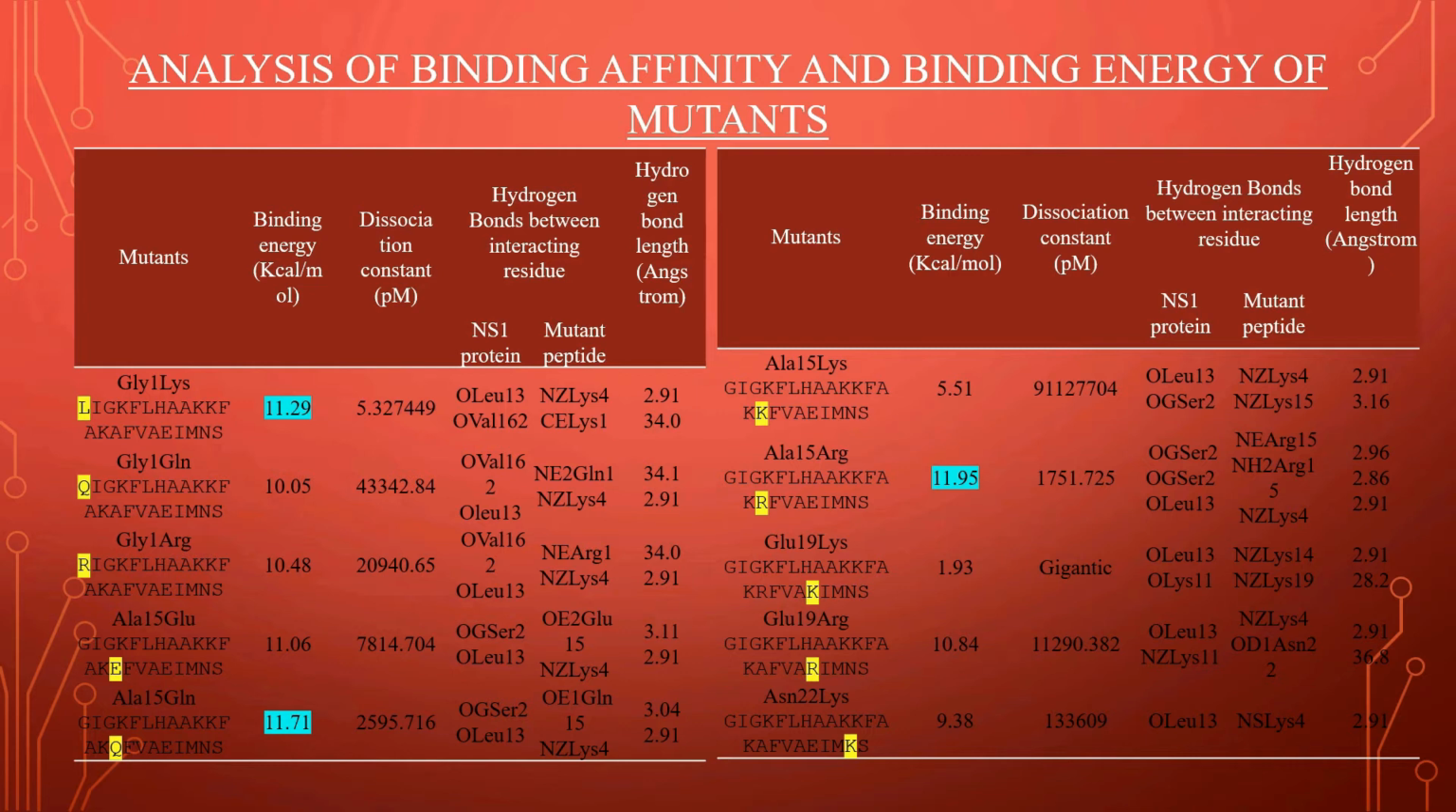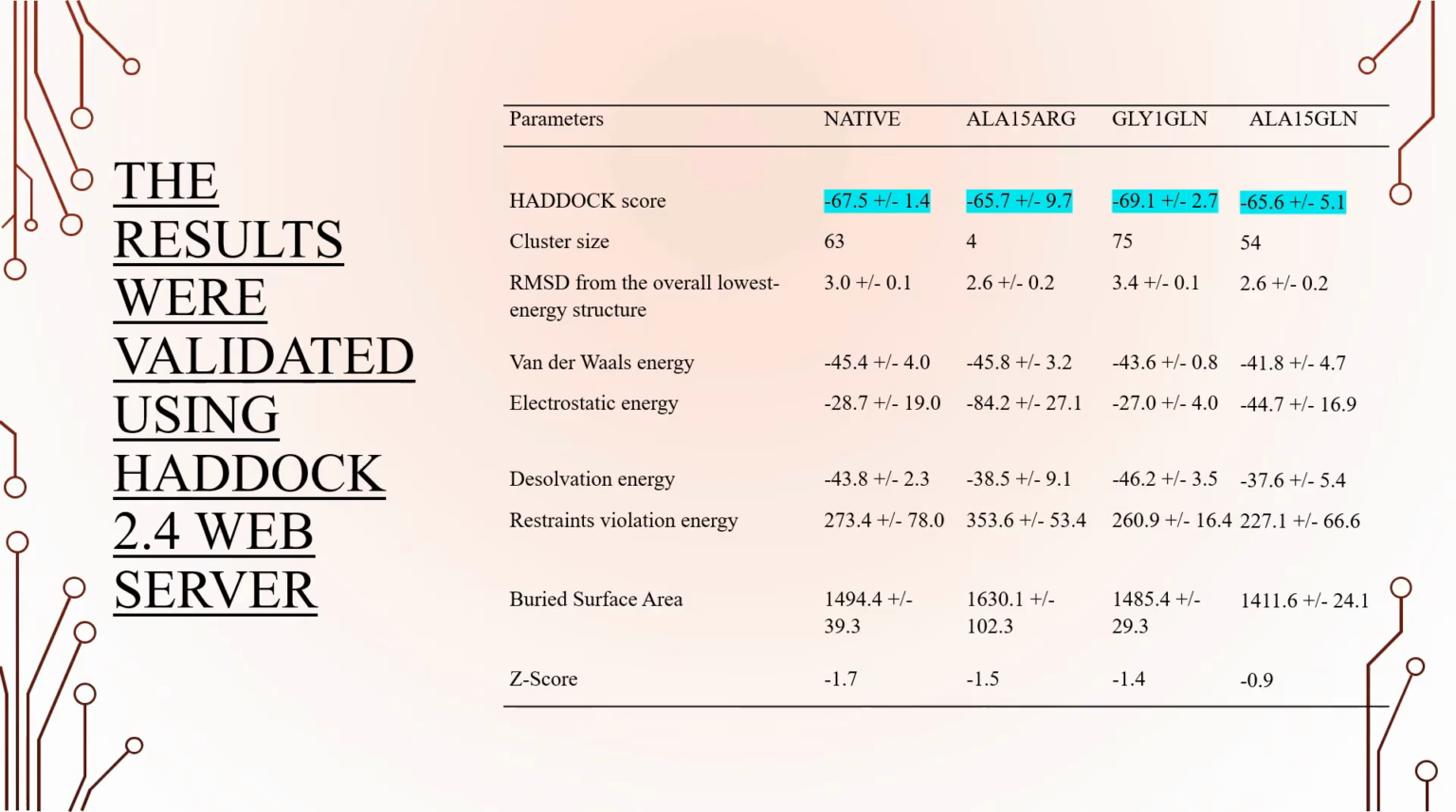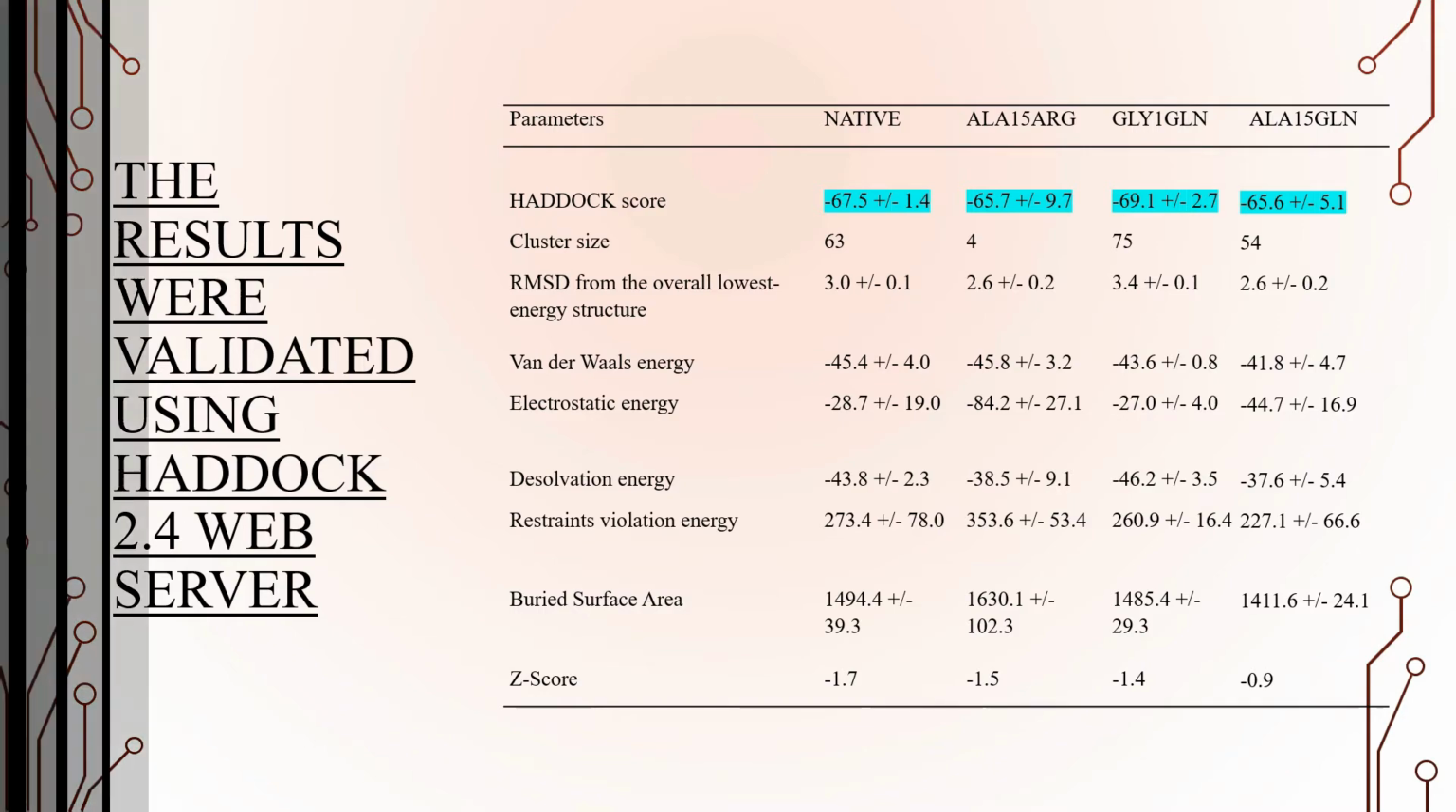Out of these 10 mutants, 3 recorded the highest binding energy, and they are highlighted in blue. And these 3 peptides were brought into further validation using HADDOCK. The docking result that was obtained previously was validated using the HADDOCK 2.4 web server. As you can see, compared to the native peptide, the 3 mutants scored a better HADDOCK score. This shows that the mutants had better binding affinity towards the NS1 protein compared to the native peptide.